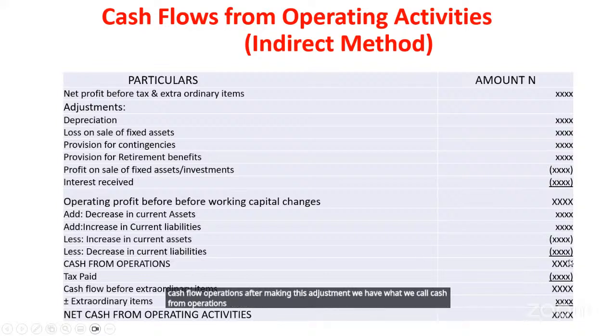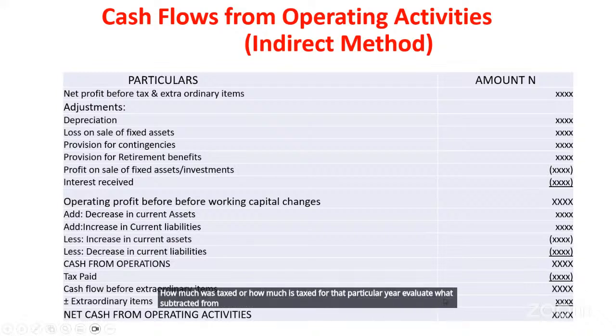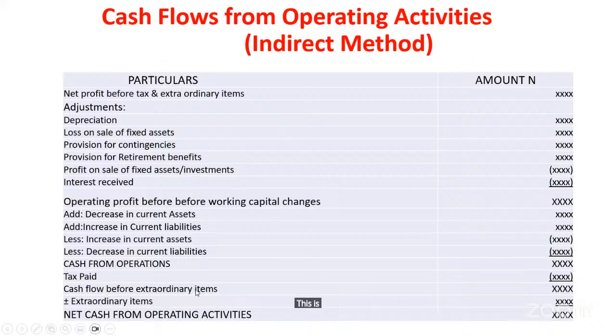Now, we'll now deduct tax. How much was taxed for that particular year? The value will be subtracted from cash from operations. Now, after subtracting, you get what we call cash flow before extraordinary items. This is what we call cash flow before extraordinary items.